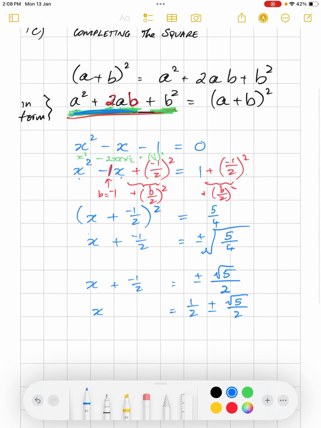We could say that x is equal to 1 plus and minus root 5 all over 2, and there's two answers there. One is the positive, 1 plus root 5 all over 2. The other is the negative, 1 minus root 5 all over 2. But we don't have to turn this into decimal because we stop when we've got surds, which is our exact form.